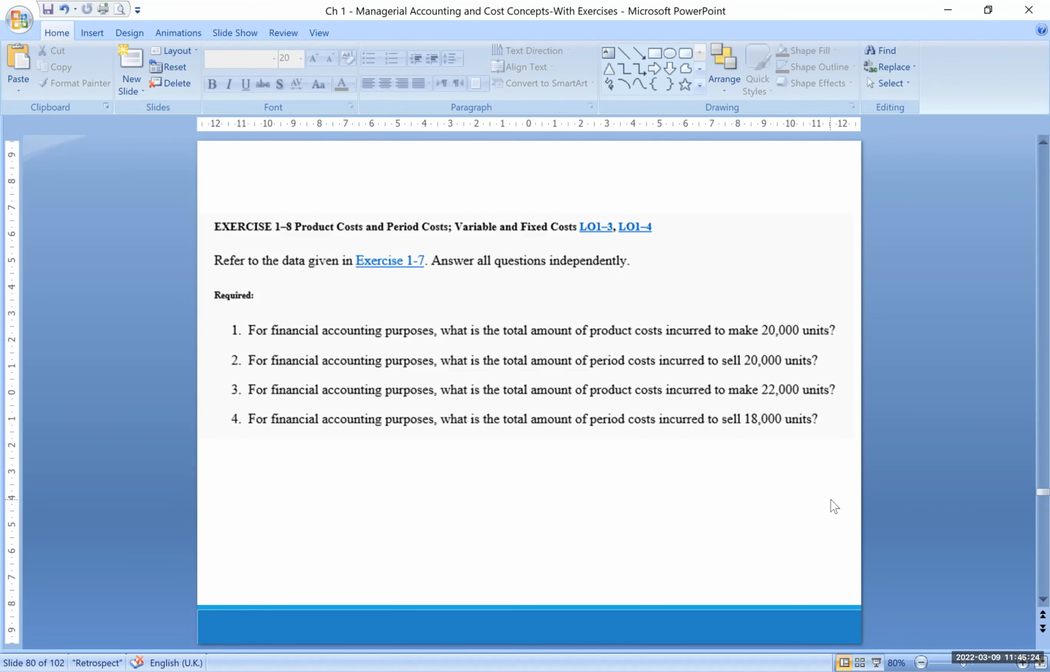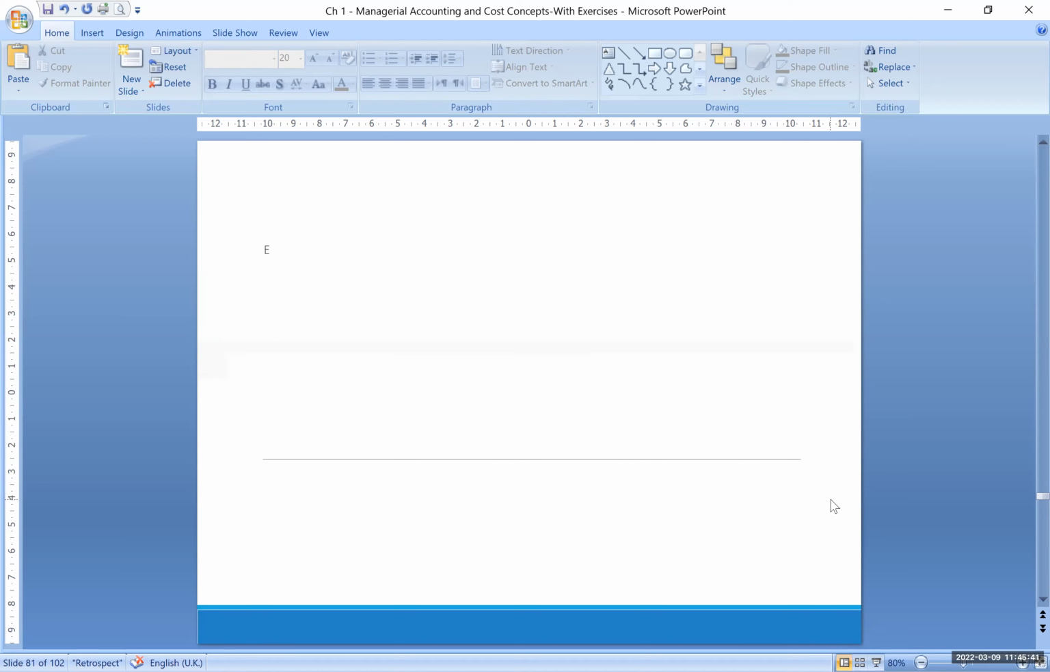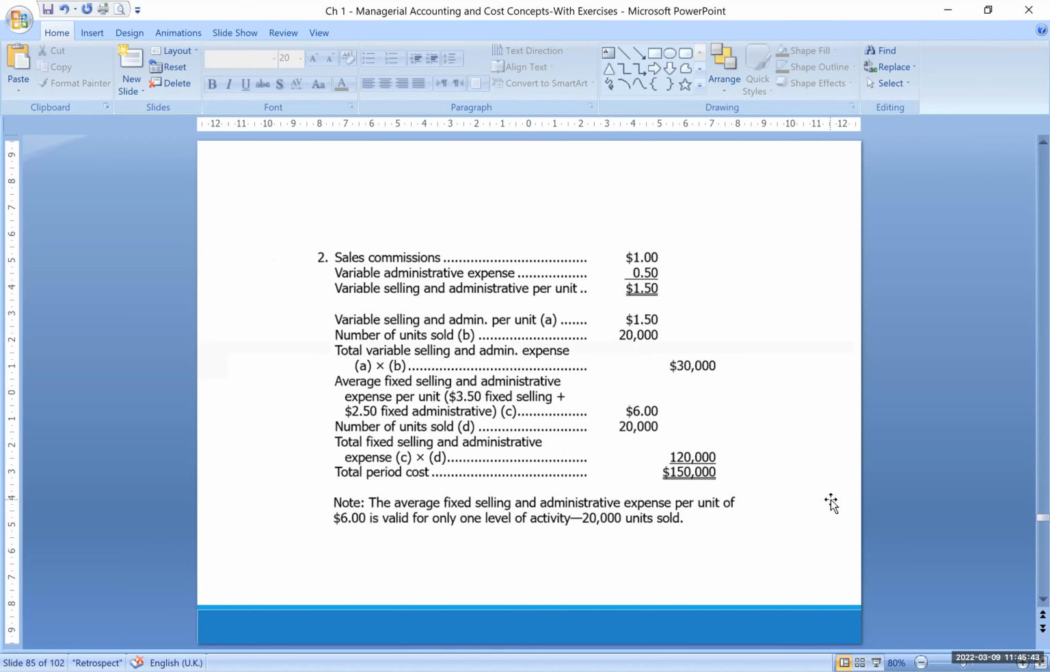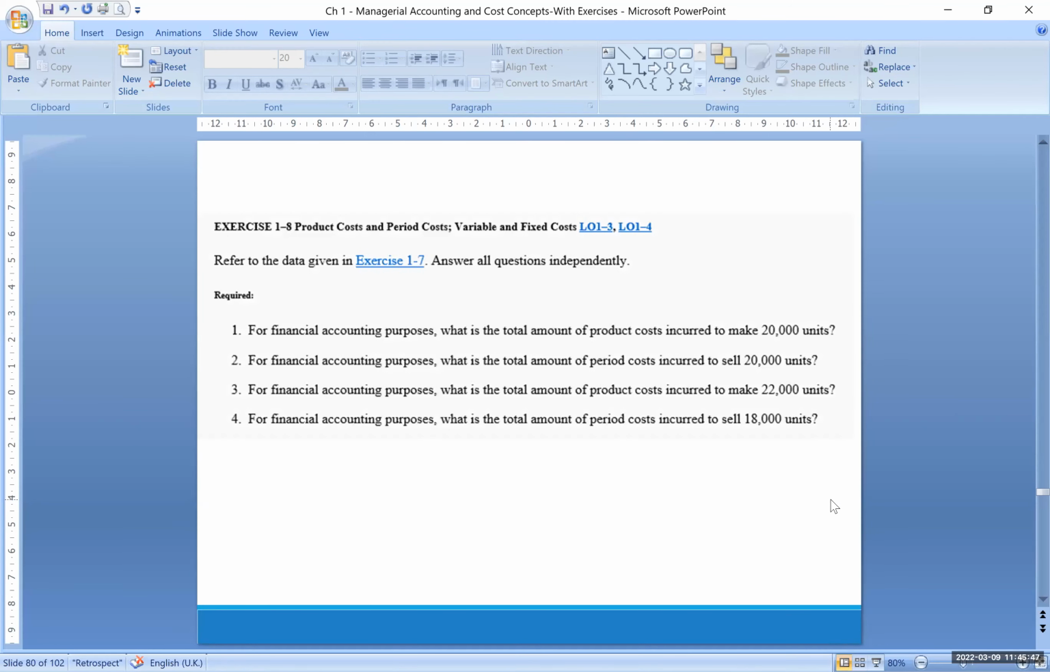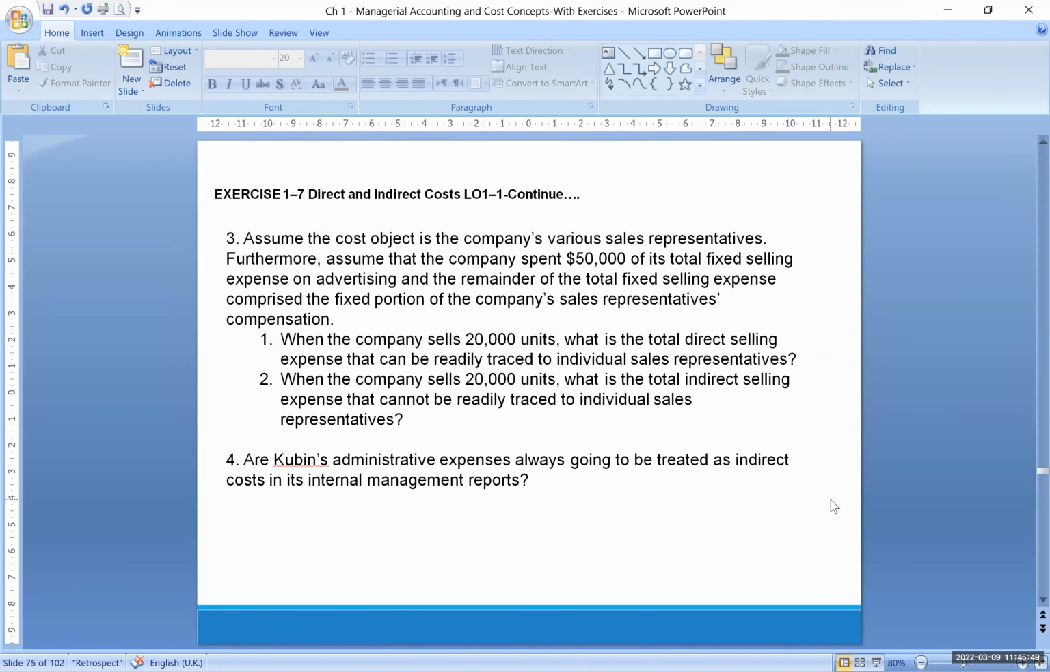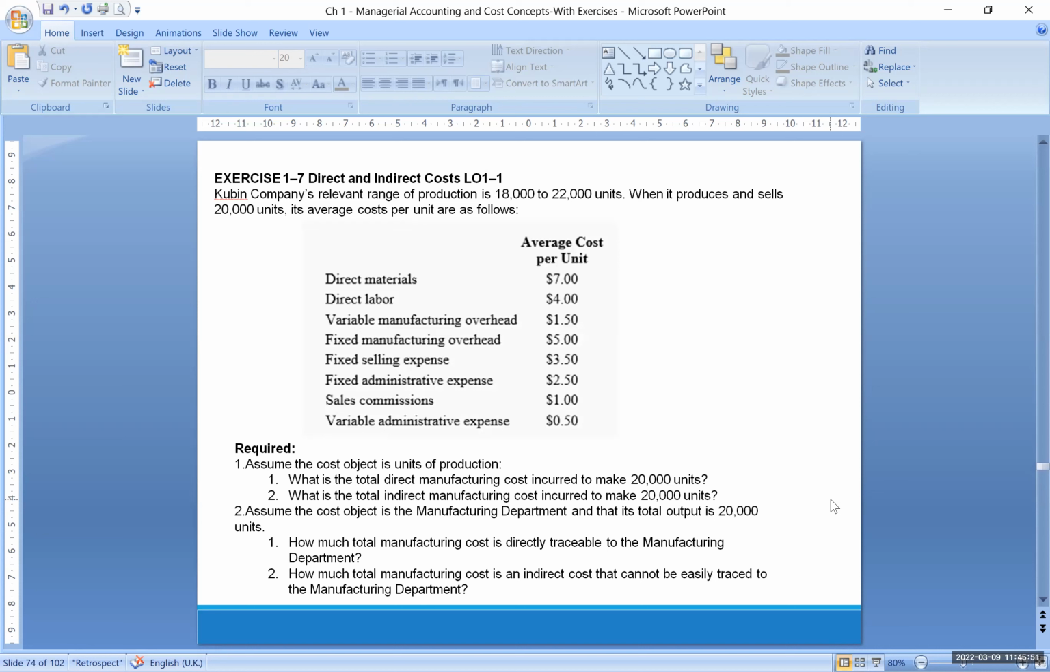Number 4, the last one. For financial accounting purposes, what is the total amount of period cost incurred to sell 18,000 units? What is the period cost to sell 18,000 units? Okay. So we are talking about selling and administrative costs to sell 18,000 units. Go back to the question and try to pick the answer.